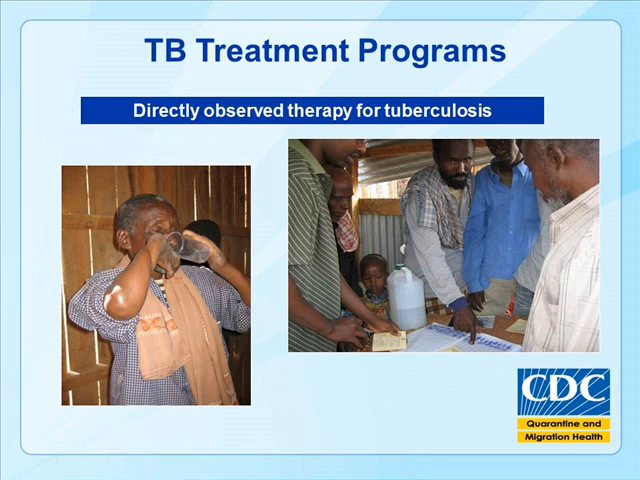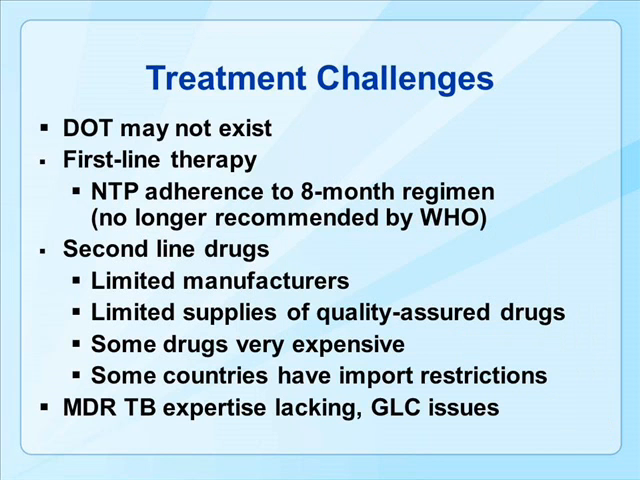So let's talk about treatment for a second. These pictures show some refugees receiving treatment for tuberculosis, and I believe these are in Thailand in a Burmese refugee camp at a DOT site managed by the International Organization for Migration. We've found numerous challenges with DOT, such that in many countries, but not all, it has been easier to implement the laboratory component than the treatment component. In many countries, directly observed therapy just may not exist as a standard of care.